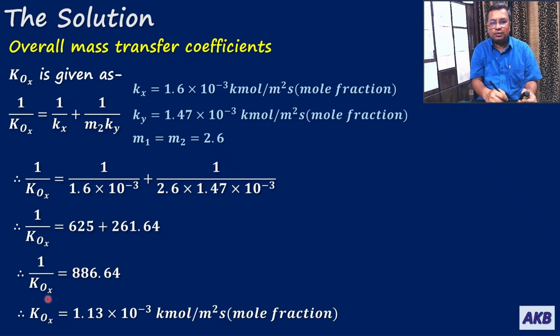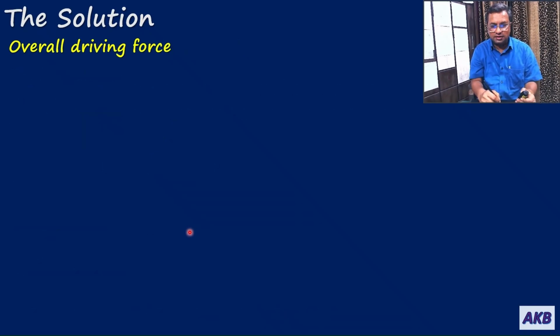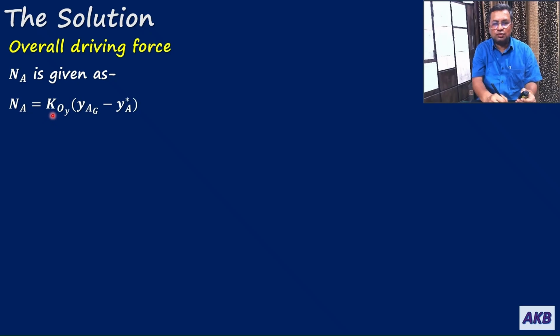So in this way, we get the other overall mass transfer coefficient, which is in terms of the concentrations in the liquid phase. So let us move ahead. Now let us get the overall driving force. And for that, we are going to use the equation for Na. Equation for Na is Na is equal to Koy into YAG minus YA star.